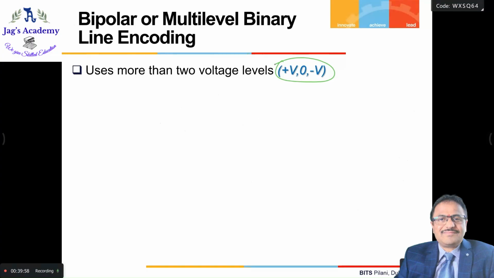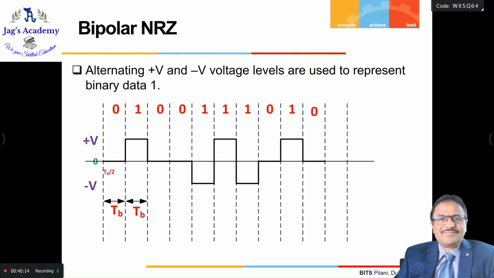Then you have polar, where we don't use the 0 level. You use only plus V and minus V. Right? Now here you use more than two voltage levels: plus volt, 0 and minus volt. See how exactly it is used. You will have this sequence of zeros and ones coming out of your PCM or delta modulation, right? You have this series coming out of this. Okay. Now, how do you represent it?